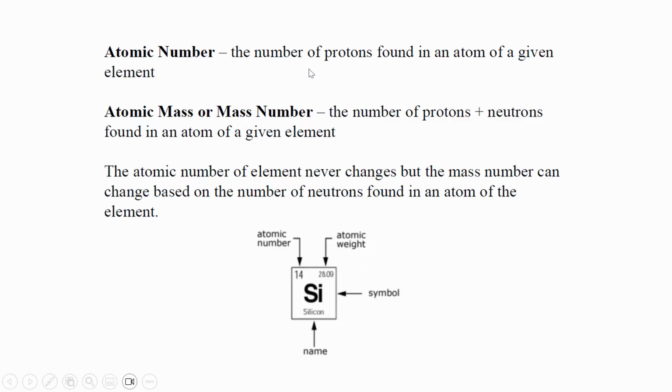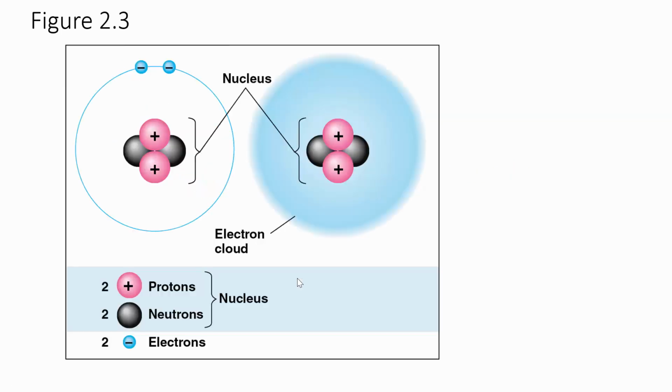The atomic number is the number of protons found in an atom of a given element. So silicon here, which is not one of those that we find in us, has an atomic number of 14. So in an atom of silicon, the nucleus of the atom has 14 protons.